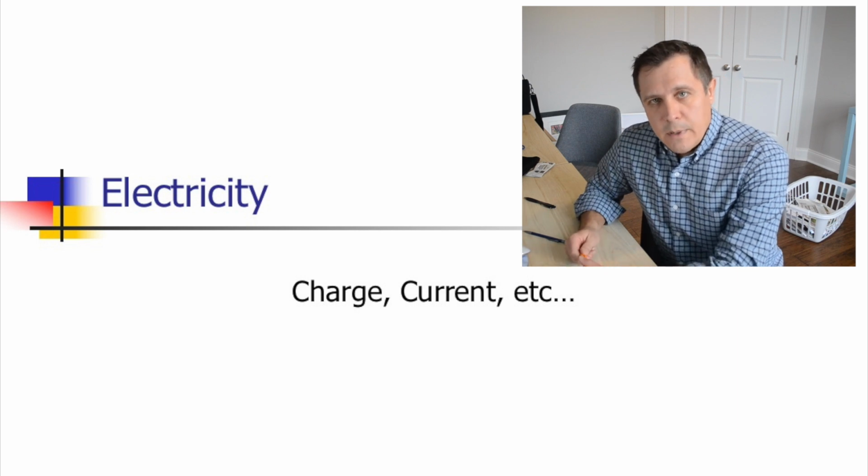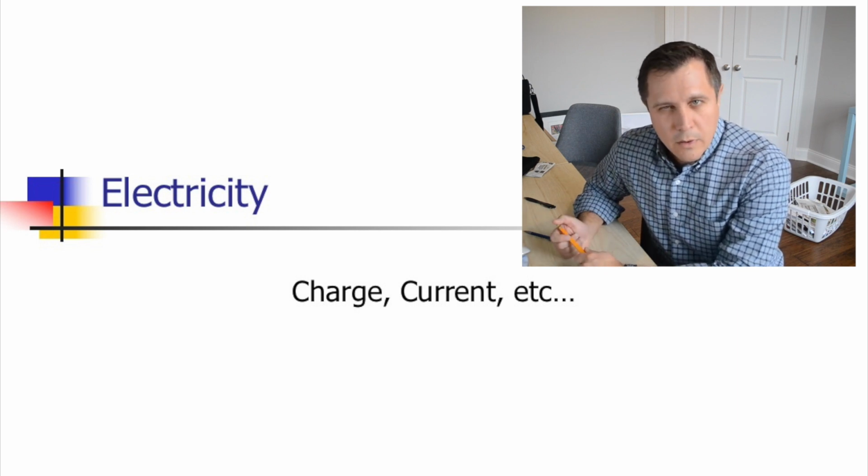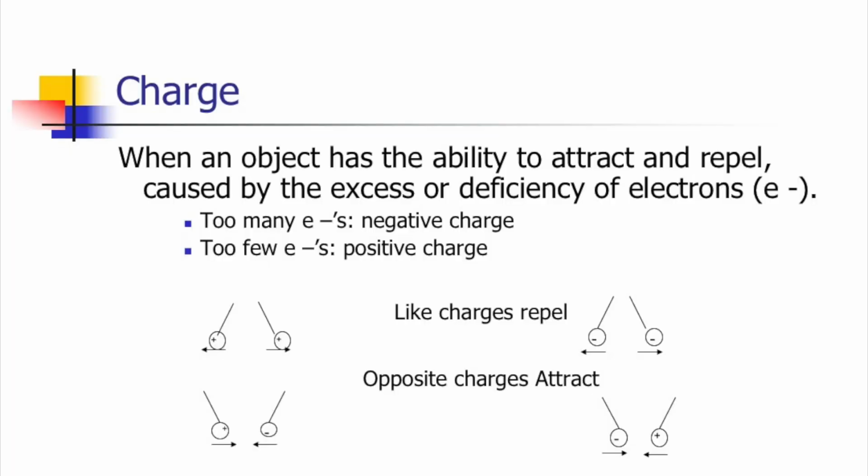So let's talk first about static charge. This is something you probably already knew about. If you've ever learned anything about electricity, you knew about static charges, okay? One thing first to know is that the way an object has charges, if there are too many electrons, it would be a negative charge. If there are too few electrons, that would be a positive charge, okay?